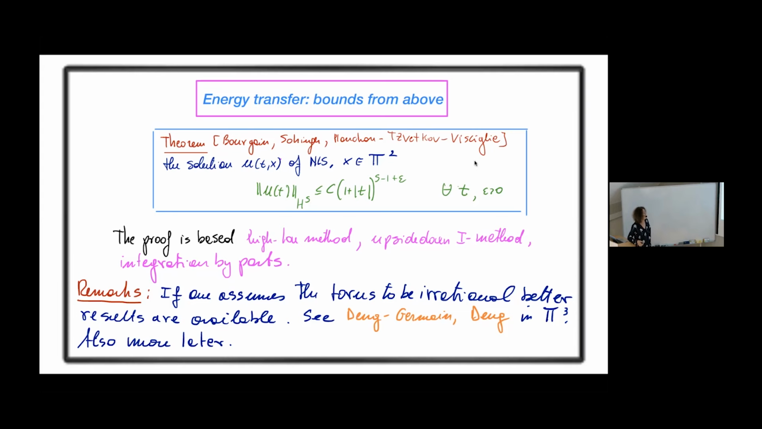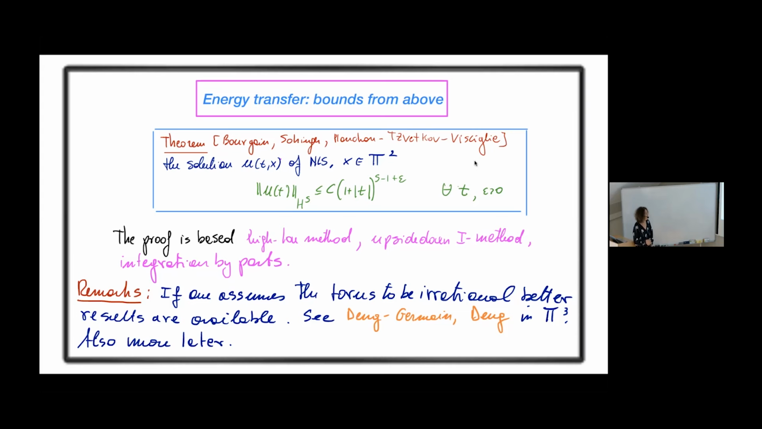This is the combined work of several people, Bourgain, Staffilani, and then there is Planchon, Tzvetkov, and Visciglia. At least in general, when you have just periodic data in two dimensions, and I'm going to go, in a second, to the point where the torus is rational and irrational, where number theory comes in, which is related to the question that Felix asked. But in general, if you just have periodic data, you get a polynomial bound where the degree of the polynomial is basically S. Remember that if S is 0 or 1, since we are in the defocusing case, you have a uniform bound by using the conservation law of the mass and the Hamiltonian. So this is interesting for S strictly greater than 1.